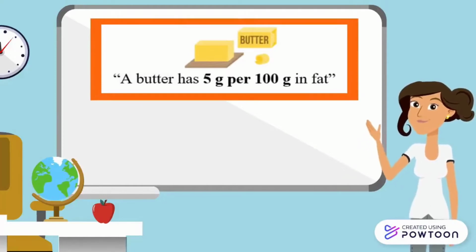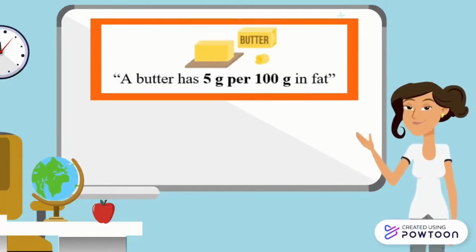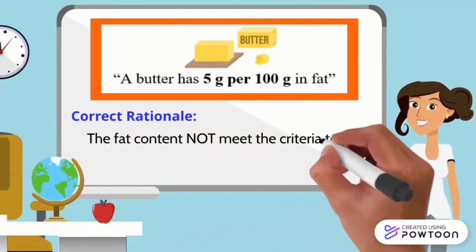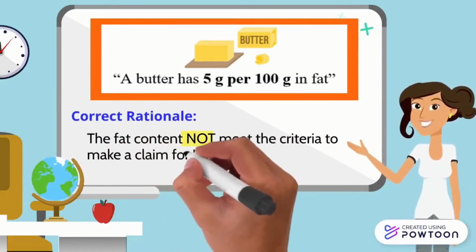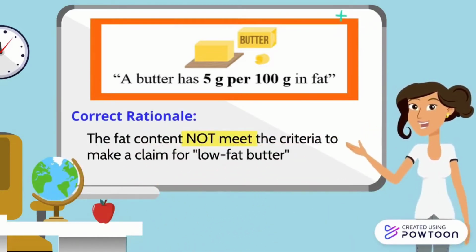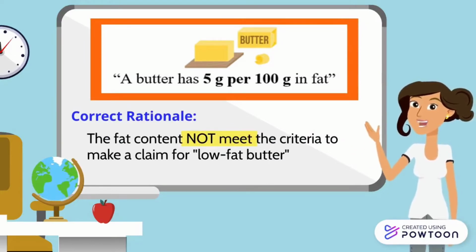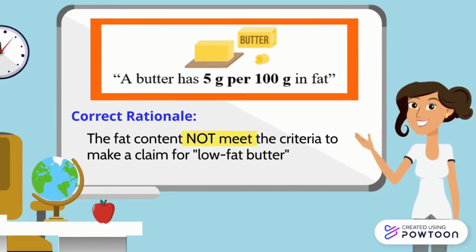Okay, what if I give you the last example for nutrient content claim? If you have a butter with fat content 5 gram per 100 gram, as stated before, low-fat butter claim can only be used if the fat content in a food is not more than 3 gram per 100 gram. Therefore, this butter cannot use low-fat butter claim since the fat content does not meet the criteria to use this claim.